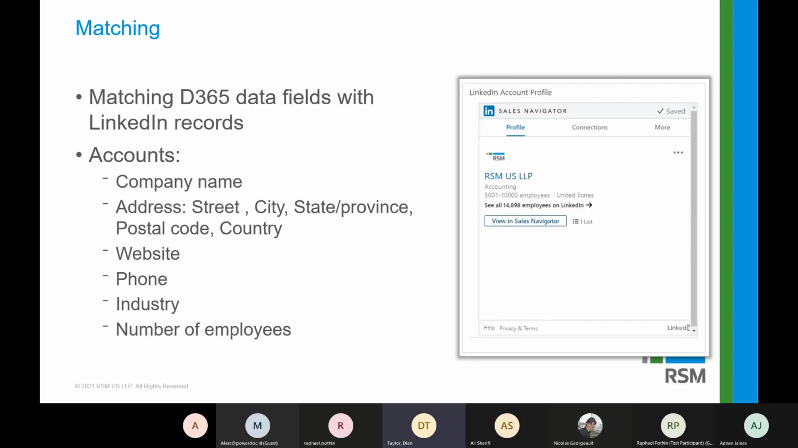Now, we also have matching with account records as well. And these are the fields that are being used for those account records, right? Company name, the full address, website, phone number. We have industry fields, and then a number of employees as well. And so here you can kind of see that this can also be on the LinkedIn profile for an account or for a contact record. And you'll see that a little bit later when I demonstrate the functionality, where we're going to be able to link those account profiles directly also to an account record in Dynamics 365 and or a contact record as well.